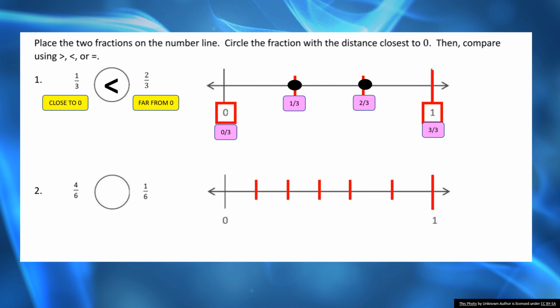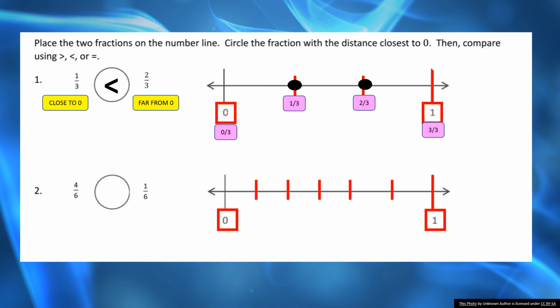Okay, your number line should be partitioned into sixths. And now that it's partitioned into sixths, we're going to box in our whole numbers. So 0 is a whole number and 1 is a whole number. So we're going to box those in. Now we can start labeling the fractions on our number line.